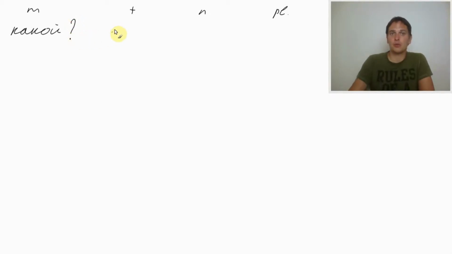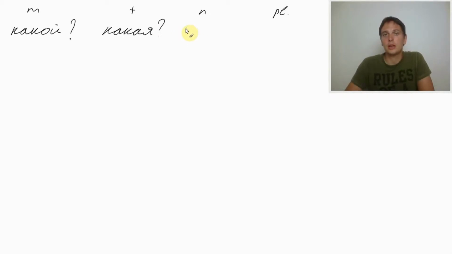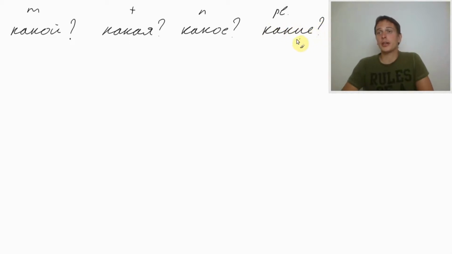So какой. For feminine, какая. What kind of, for feminine. And for neutral, какое. For plural, какие. Какой, какая, какое, какие. If we have какой, какая, какое, какие, or basically any other question word, and we want to build a sentence with it, we need to emphasize this word. So we need to raise our intonation on какой, какая, какое, какие, and proceed with the standard intonation along the sentence. Let's work on some examples.